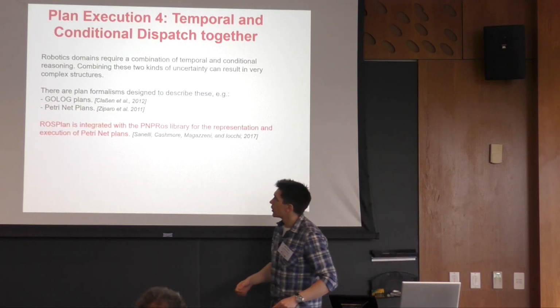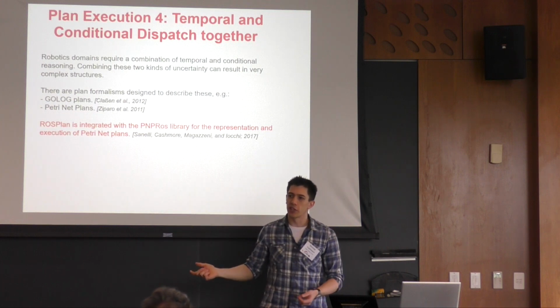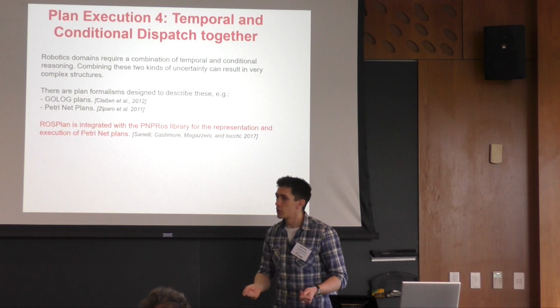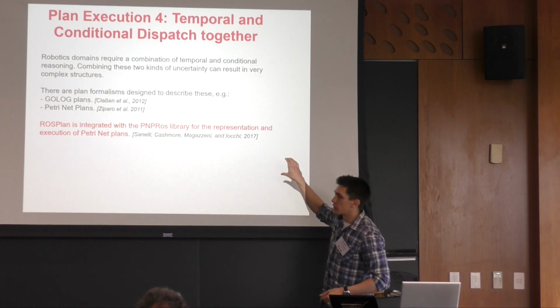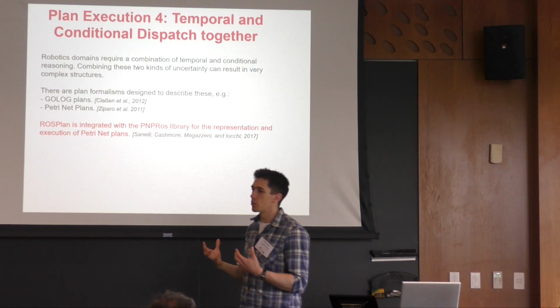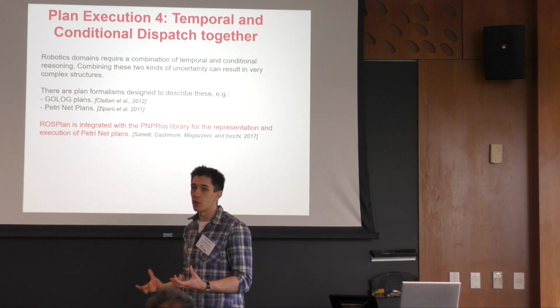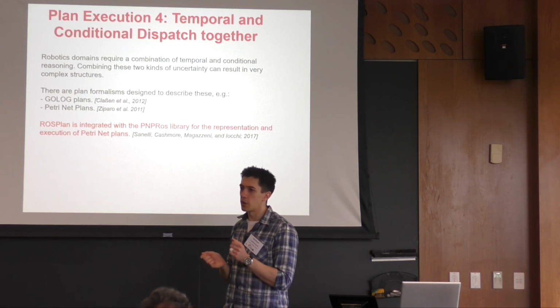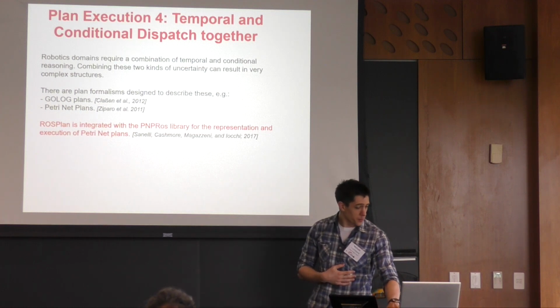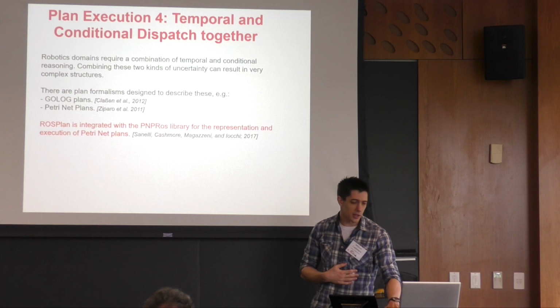So with ROSPlan, we've integrated with the PetriNet planning library. You remember that box that decouples the plan representation from the executive. We have an implementation of that node to just transform the plan into a PetriNet and pass it to the PNP ROS executive. Luca will talk about that in the next part.